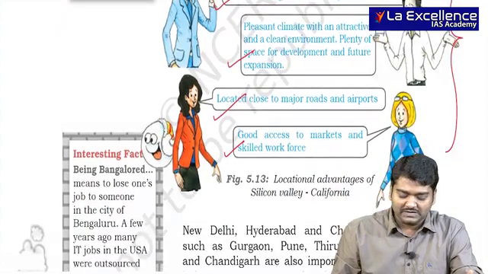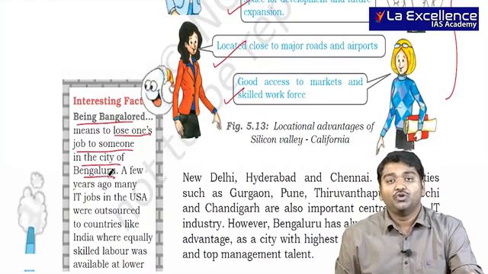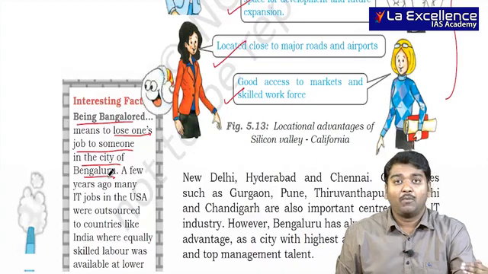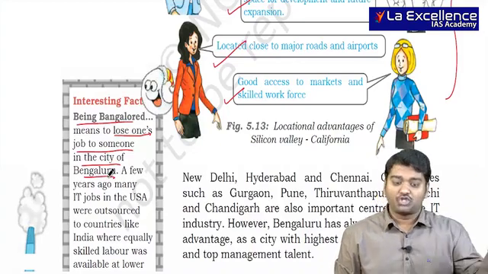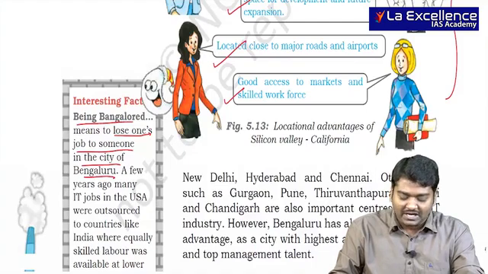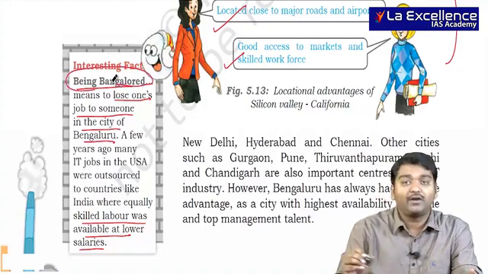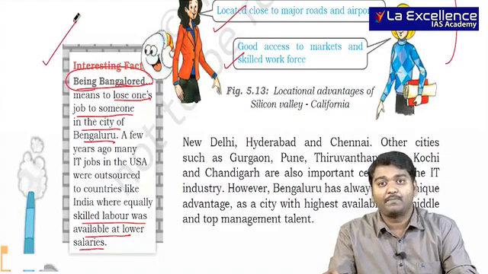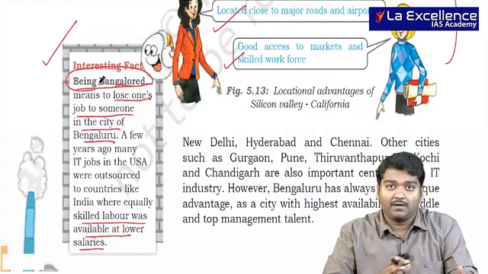Apart from this, wherever you come across these facts, being Bangalored means to lose one's job to someone in the city of Bangalore. Usually in the United States and other countries, most of the IT jobs are being lost because most of these projects are being sent to Bangalore. And when it is sent to Bangalore, the person who is in the United States will lose the job. So it is called being Bangalored. A few years ago, many IT jobs in the US were outsourced to countries like India, where equally skilled labor was available at lower salaries. This also led to a lot of problems in the United States of America, which went to such an extent that Trump, with his rhetoric to fight against outsiders and provide jobs to insiders, had several policies as well.